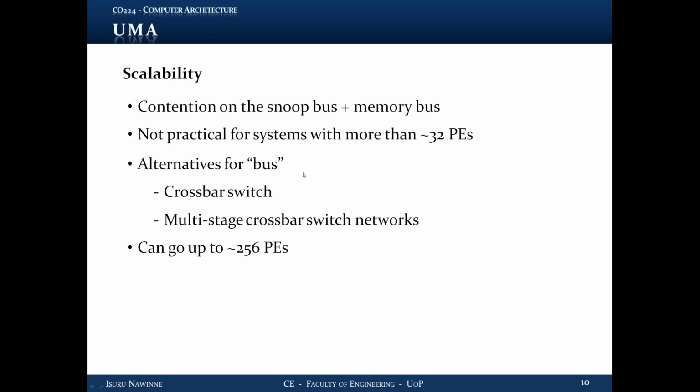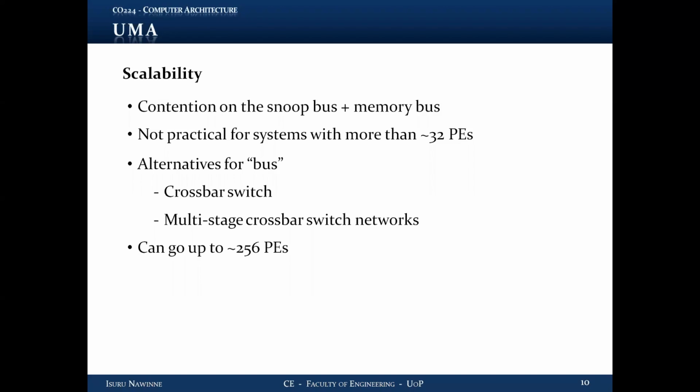One way you can do this is to use an alternative approach to buses. Don't use a bus. Use an alternative technology like crossbar switches or a multi-stage crossbar switch network. We are not going to discuss how a crossbar switch operates, but I strongly encourage you to do a little bit of reading about this. What is a crossbar switch? Just get some overall idea of what a crossbar switch is.